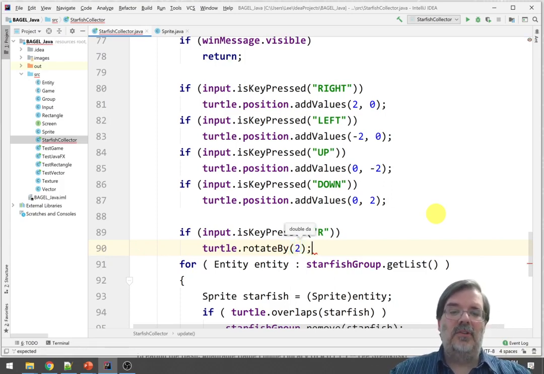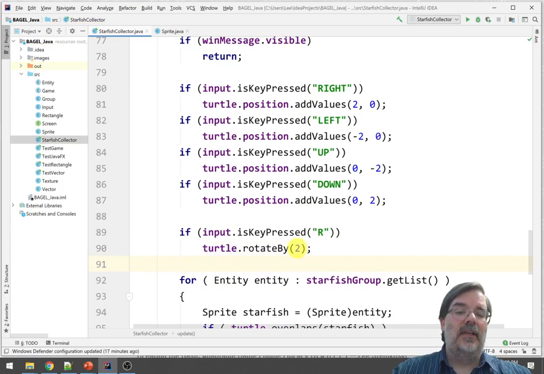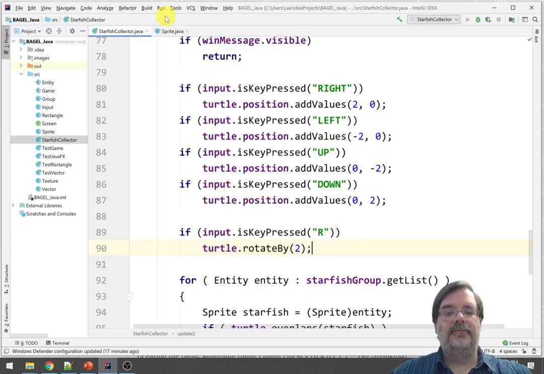I'm going to put in what looks like a very small number here, but this value, in this case I've written that as 2, will be rotating by 2 degrees 60 times per second. So this would amount to a rotation of, well, 120 degrees per second. So let's go ahead and save this and give this a run. And we're just checking that the rotation functionality works.